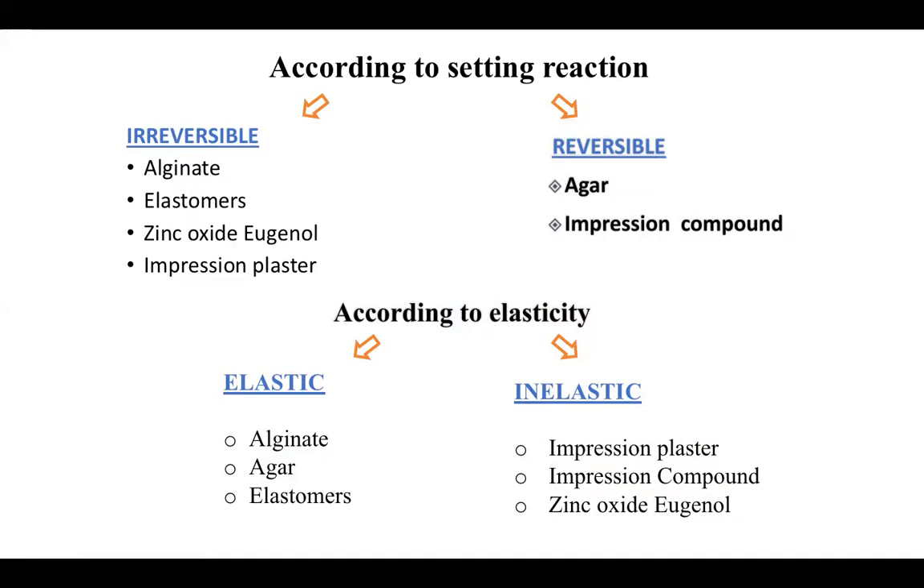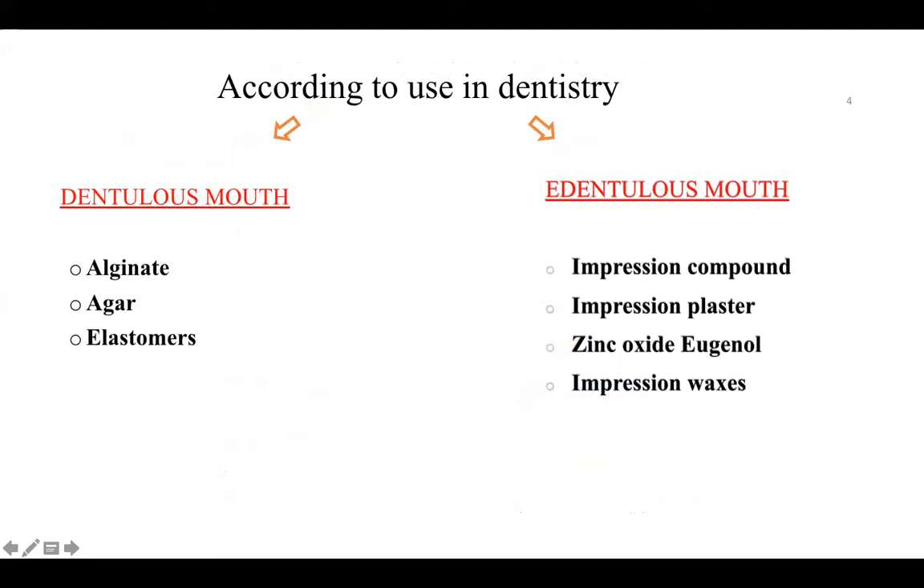eugenol. And based on the uses, for the dentulous mouth, we have impression materials like alginate, agar, and elastomers, whereas for the edentulous mouth, impression compound, impression plaster, zinc oxide eugenol, and impression waxes can be used.